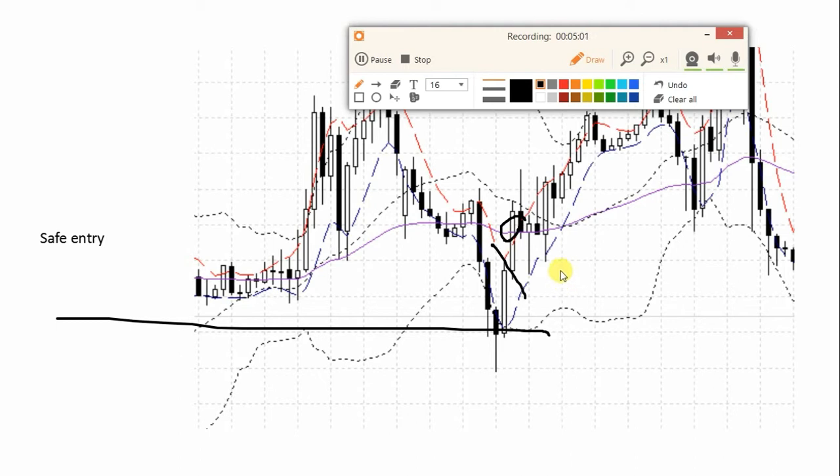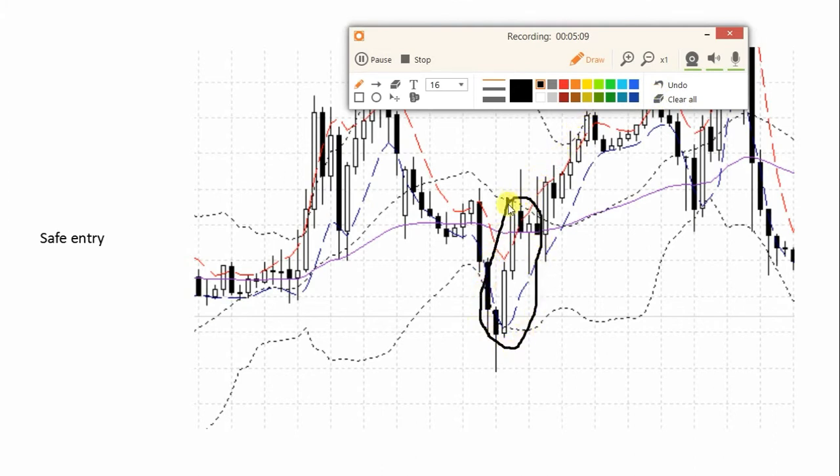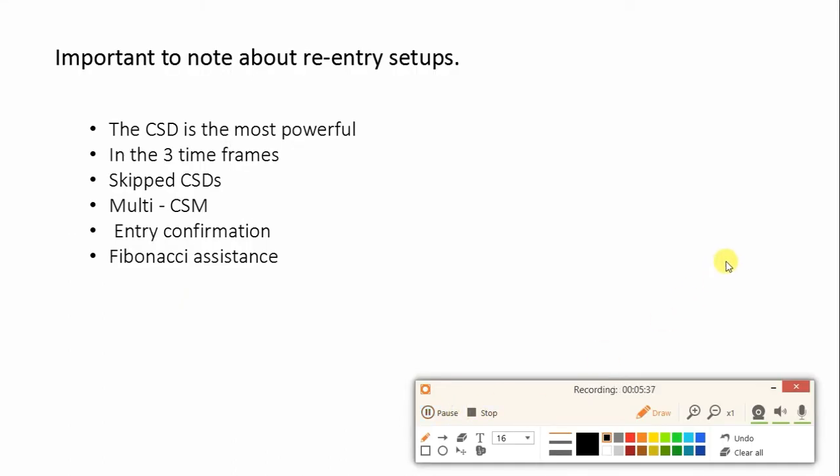Or even if you don't do a lot of analysis, you know that by the time all of this here has occurred, even if you didn't get in, it now gives you the opportunity for the CSD retest, where only a few pips away, you get another opportunity to actually benefit from this extreme setup. So CSDs are not only powerful, but they provide a really good safe entry, whether you're advanced or a beginner.